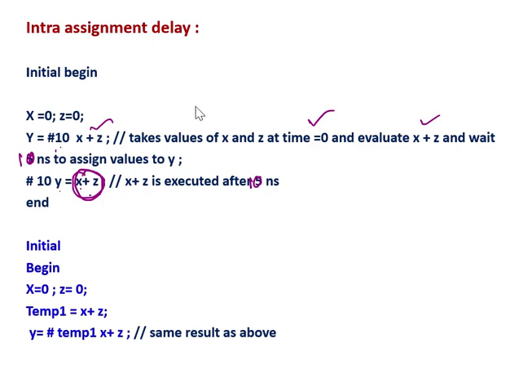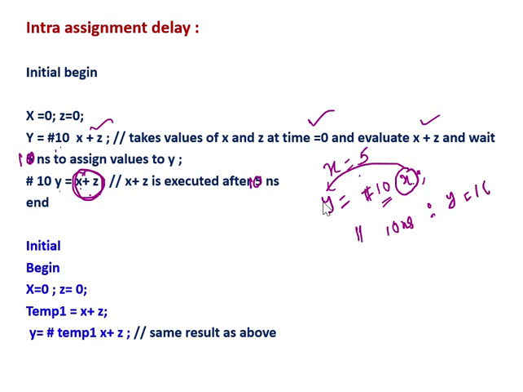Let me tell you this way. Suppose I write y equal to hash 10 x, and suppose x equal to 5. At 0 nanosecond this x gets 5, but it will take 10 nanosecond, meaning only after 10 nanosecond will this x be assigned to y. So after 10 nanosecond, y will be 5.